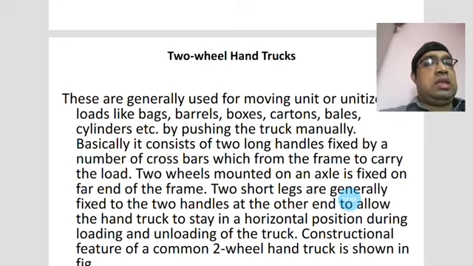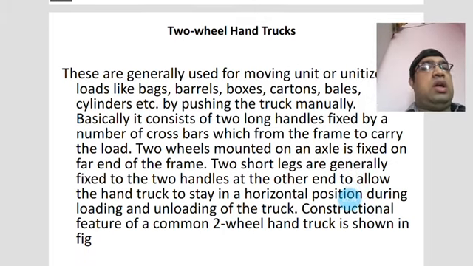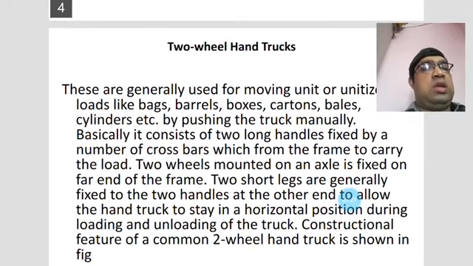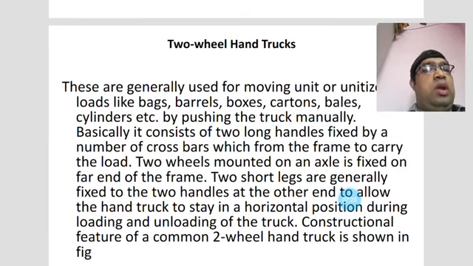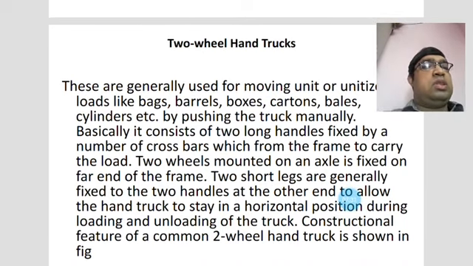Another thing is the two long handles fixed by a number of crossbars, which form the frame to carry the loads, with two wheels mounted on an axle fixed on the far end of the frame. The two short legs are generally fixed to the two handles at the other end to allow the hand truck to stay in a horizontal position during loading and unloading. The constructional phases of the common two wheel hand truck are shown in this figure, but before showing it we have a few more things to discuss.